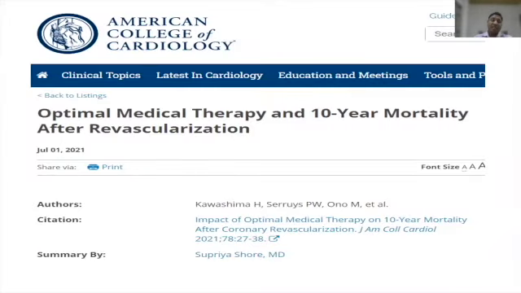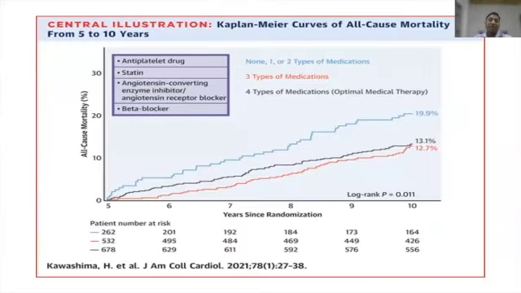Last but not least, this is a recent trial, published on June 1st, 2021: optimal medical therapy and 10-year mortality after revascularization. So we may do any advanced work with interventions, bypass, etc., but continuing the medicines for a long time is most important to prevent mortality.